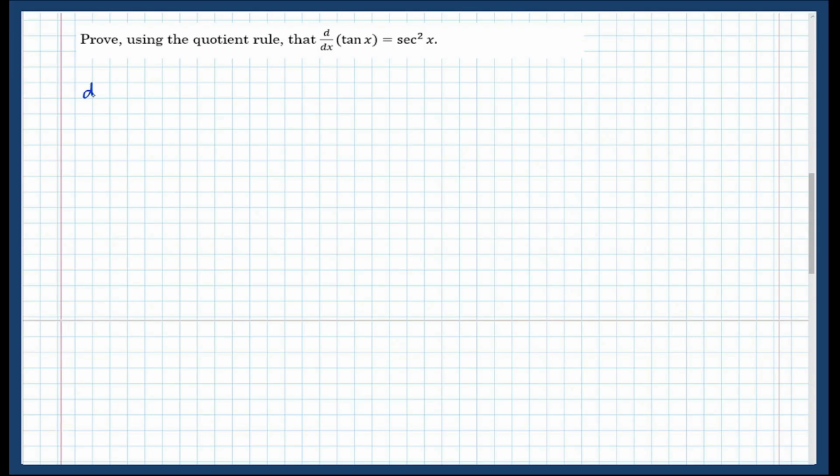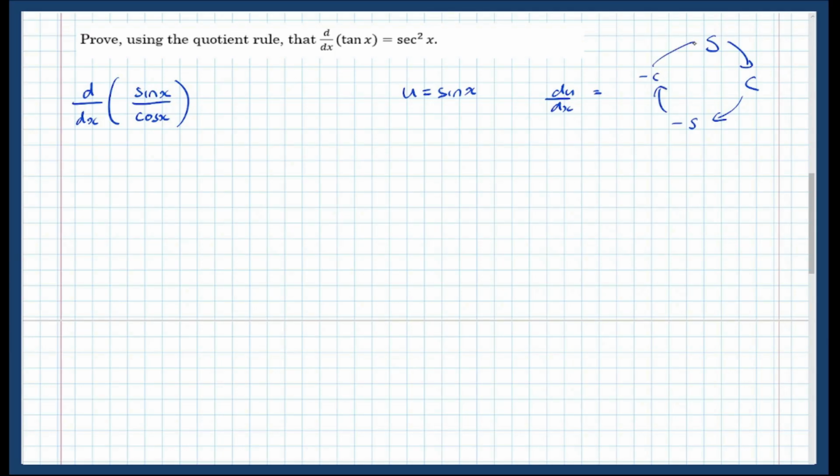But what we're going to do is write tan x as sin x over cos x, like that. The differential of sin x over cos x. I'm going to use the quotient rule. So u equals sin x, meaning du by dx equals, and remember to differentiate trig functions, sine goes to cos, goes to minus sine, up to minus cos, and back to sine again. So du by dx, give myself a bit more room, du by dx is, in this case, cos x. And v, the thing on the bottom of the quotient, is cos x.